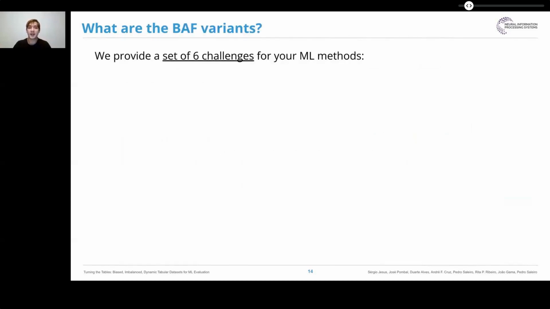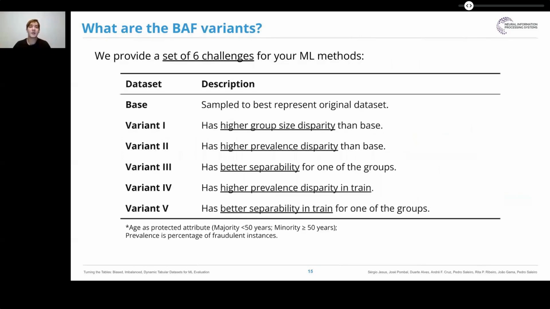With this suite, we provide a set of 6 challenges for your methods, and these depend on the protected attributes. In our case, we selected the age of the applicant and the prevalence of the fraudulent instances. So the base dataset was sampled to best represent the behaviors of the original dataset. In the first variant that we present, we have a higher prevalence of the majority class than observed in the original dataset. In variant 2, we increase the prevalence for the minority group when compared to the original one.